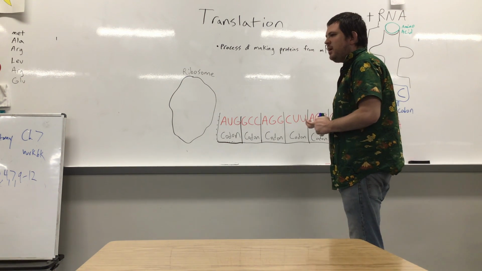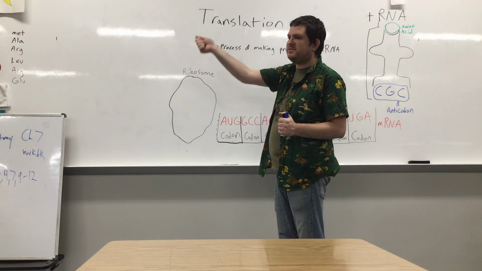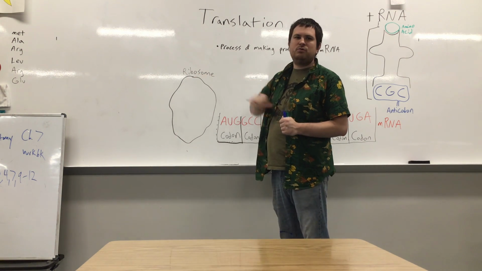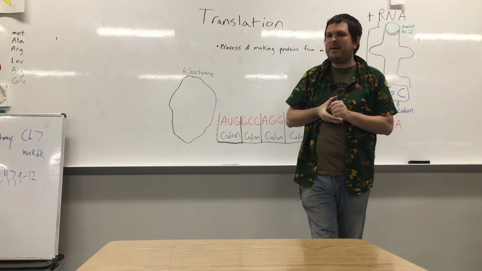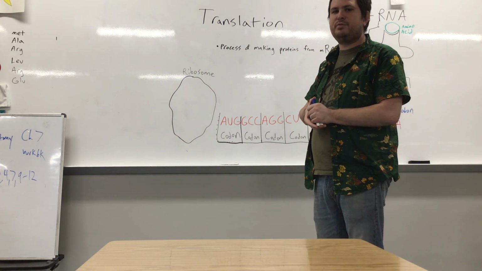So we have made the RNA. The mRNA has left the nucleus and gone to an organelle called a ribosome. This ribosome will help make the product, which is called a protein.